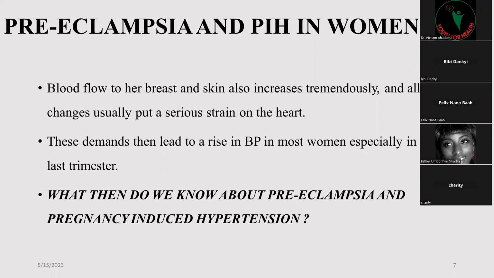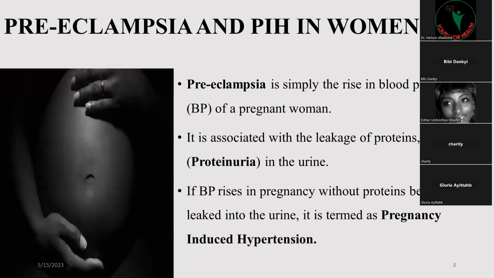Blood flow to the breasts and skin increases during pregnancy. And all these put a lot of strain on the heart. These demands may lead to a rise in blood pressure, especially in the last trimester of the woman. So that we know this, what then can we know about preeclampsia itself?